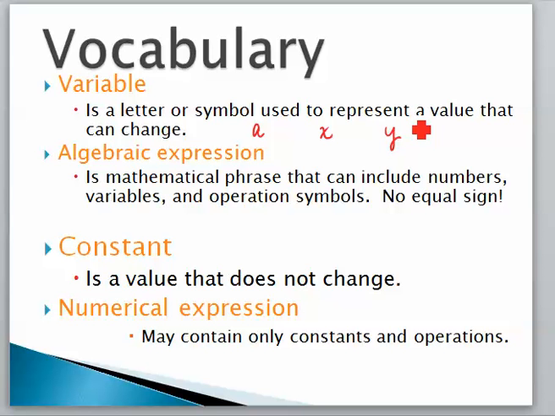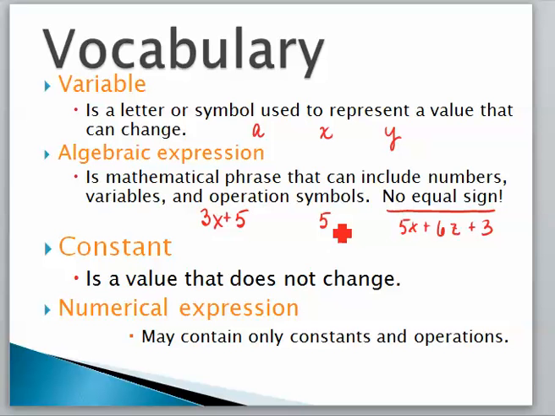An algebraic expression is the second term that we're going to talk about, and it's a mathematical phrase that can include numbers, variables, and operation symbols. The biggest thing is, though, there is no equal sign in the problem. So I'll give you an example. 3x plus 5, that is an algebraic expression. Or just simply 5. 5 can be considered an algebraic expression. It just doesn't have any variables in it. So you can have long algebraic expressions, or you can have very short ones, okay?